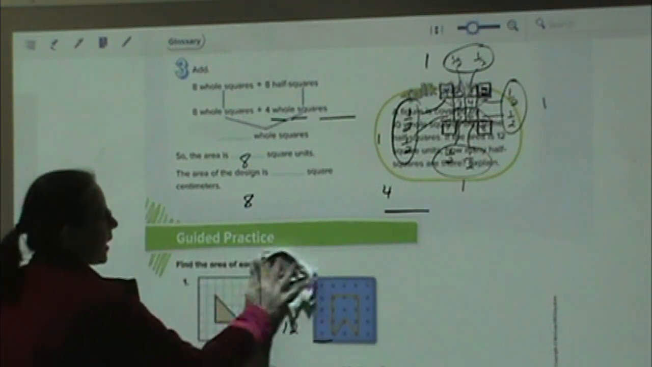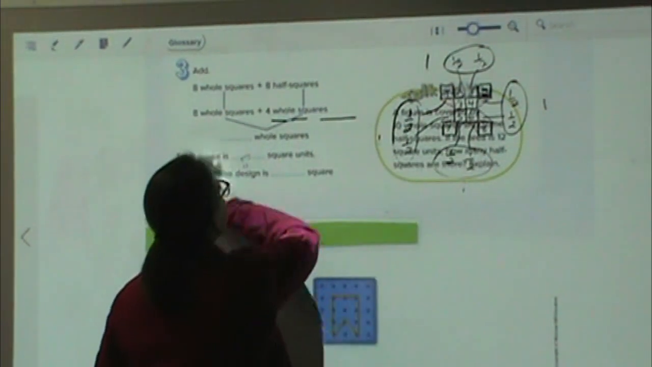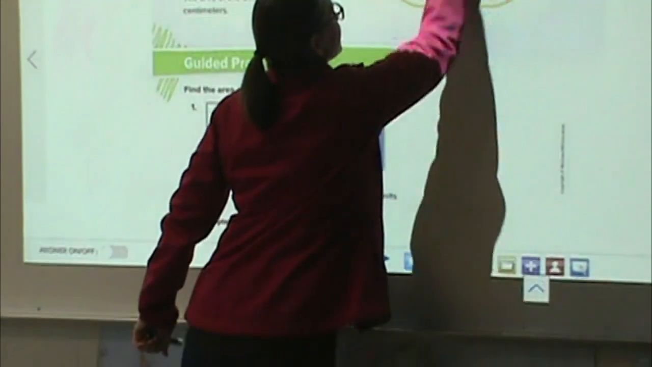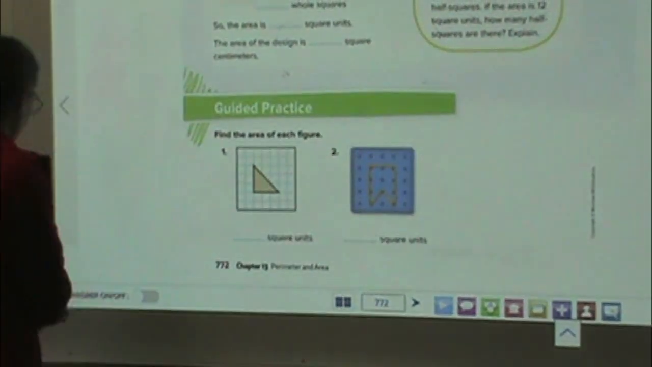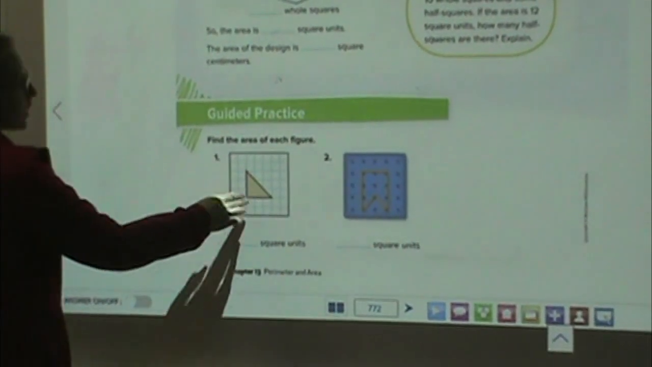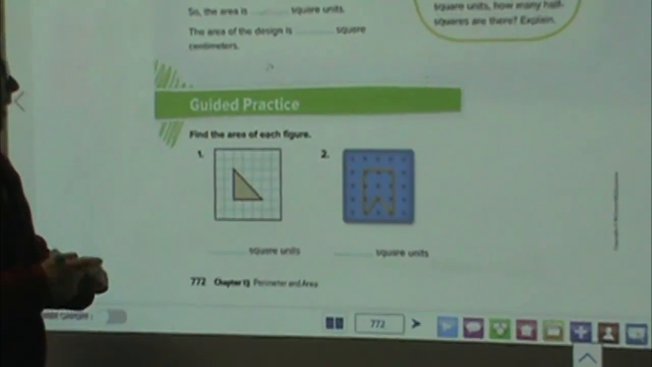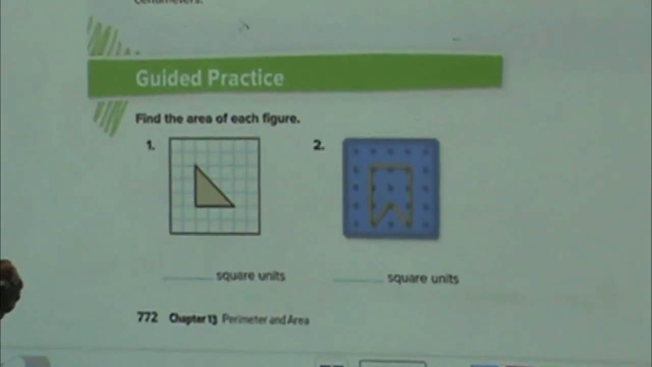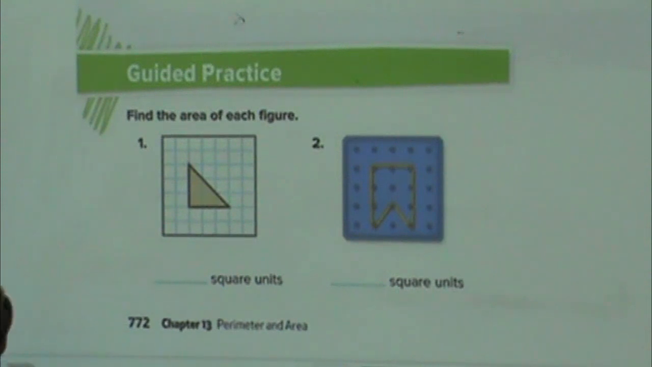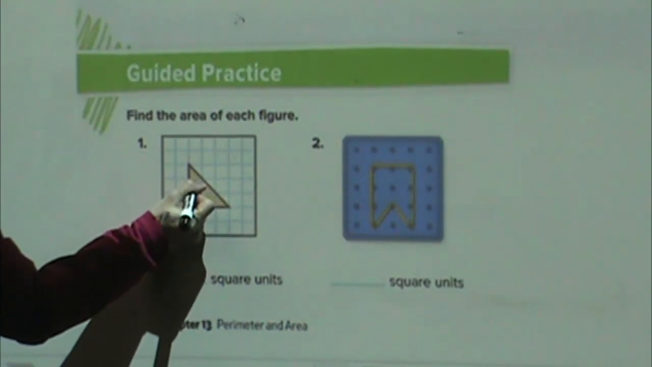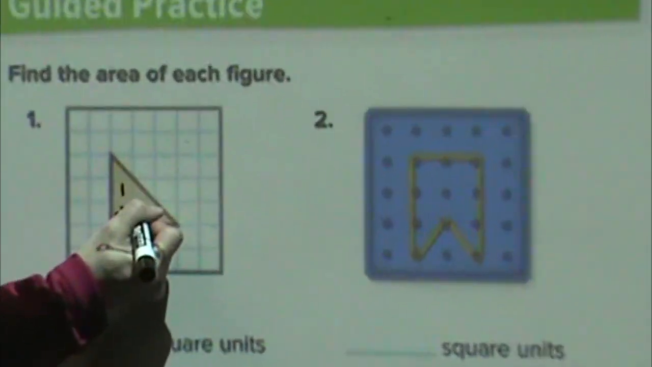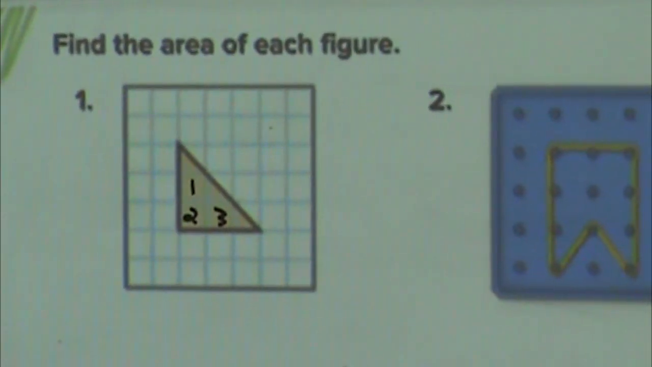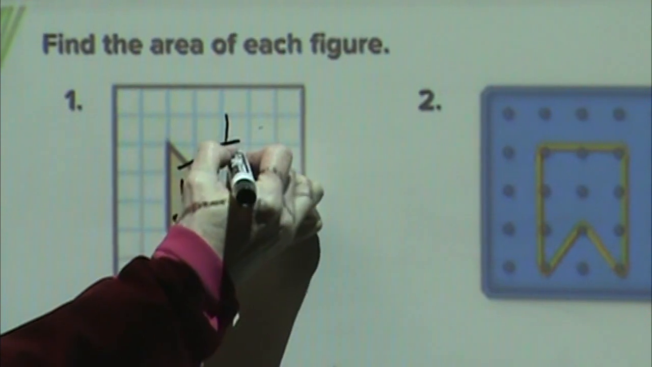Let's go over the guided practice at the bottom. Here are some figures on geoboards again. Find the area of each figure. We know that we want to count the wholes first and the halves second. So I'm going to count the wholes. 1, 2, 3. And then I'm going to pull out the halves.